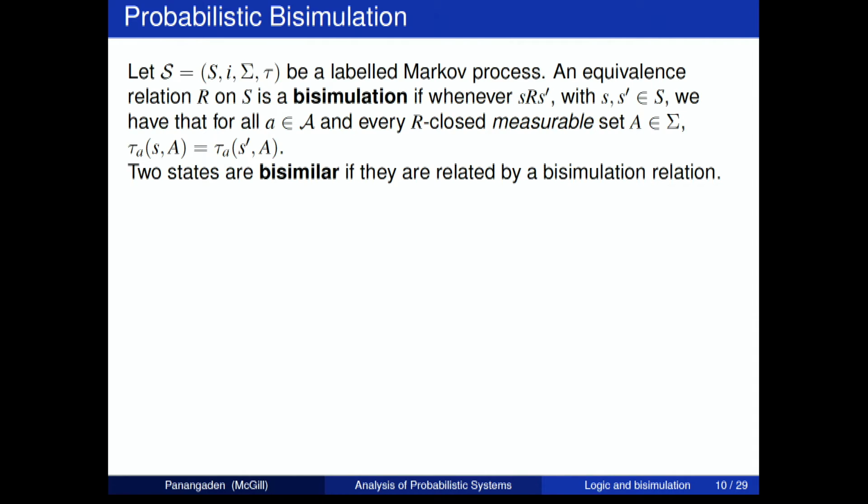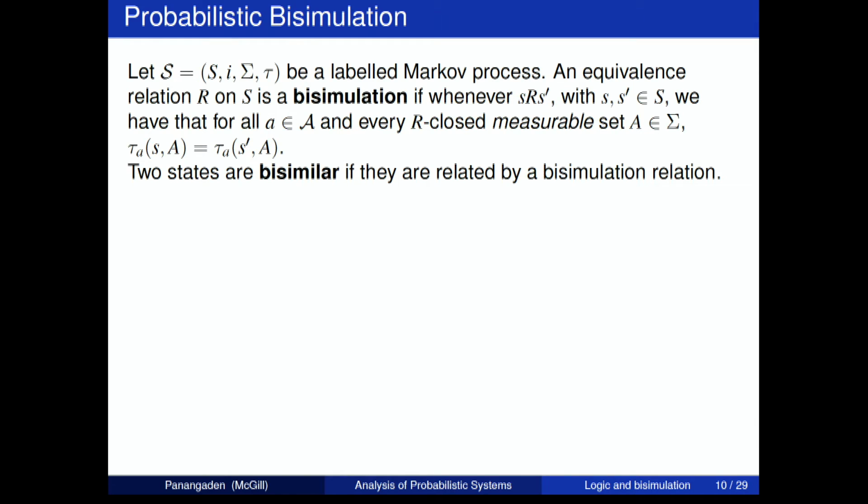So sometimes we introduce an initial state, that's the little I there, sometimes not. I'm not going to worry about it too much. So we will say an equivalence relation R on a set S is a bisimulation if whenever you take a related pair and then you look at R closed. So an R closed set simply says if a point is in the set, then anything related to it by R is also in the set. If R is an equivalence relation, then this simply means some union of equivalence classes. So if you take an R closed measurable set, that was practically the only thing we had to do, then you want the transition probabilities of S to that set and S prime to that set to match up.